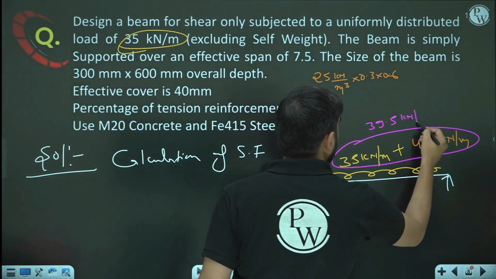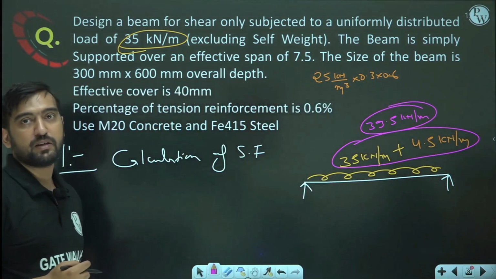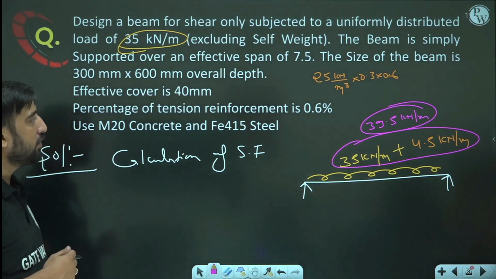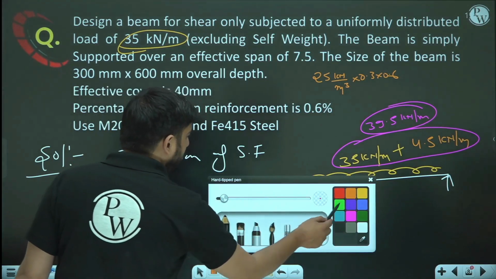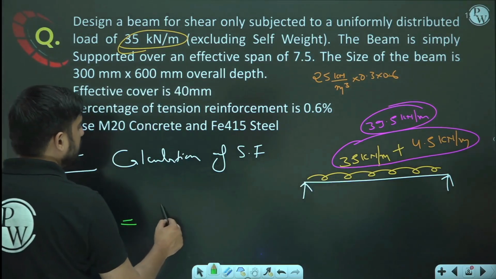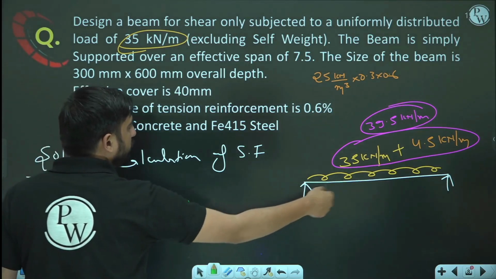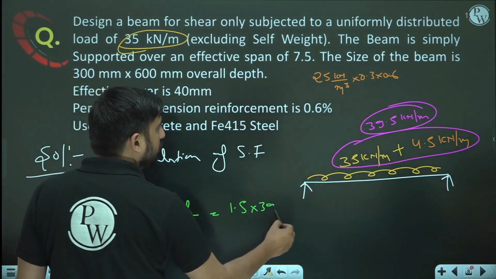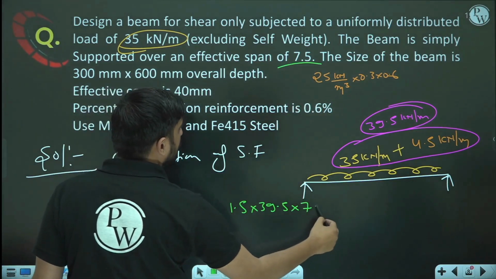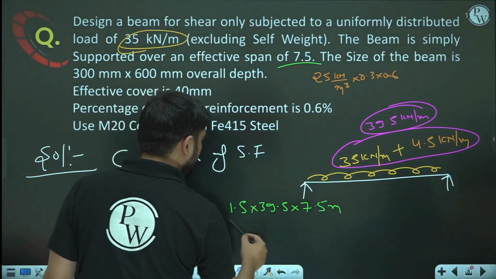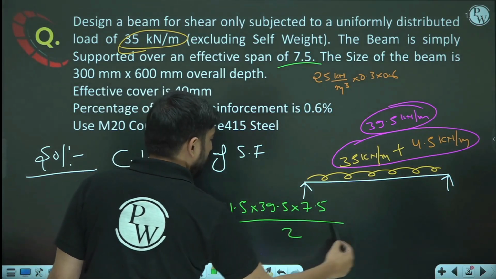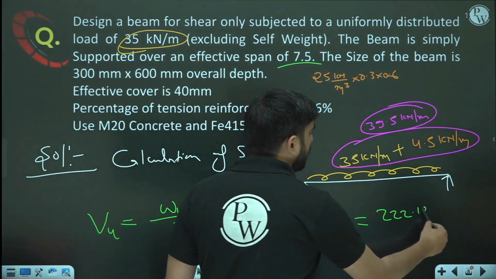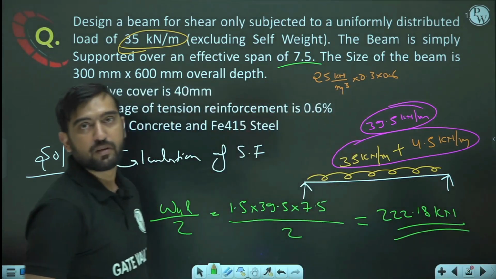But this is again, my dear friend, unfactored load. So we are studying limit state method. So in limit state method also we have to apply partial factor of safety, and that is 1.5. So after applying the partial factor of safety, what is the maximum critical shear force? Maximum critical shear force occurs near the support. It is Wu L by 2, because it is a simply supported beam loaded with the UDL. So maximum shear force is going to occur at the end. So W is how much? It is 1.5 times 39.5. L is 7.5 meter. Okay. I have already solved this for you guys. It is coming out to be 222.18 kilonewton. Isn't it? Okay. Next.